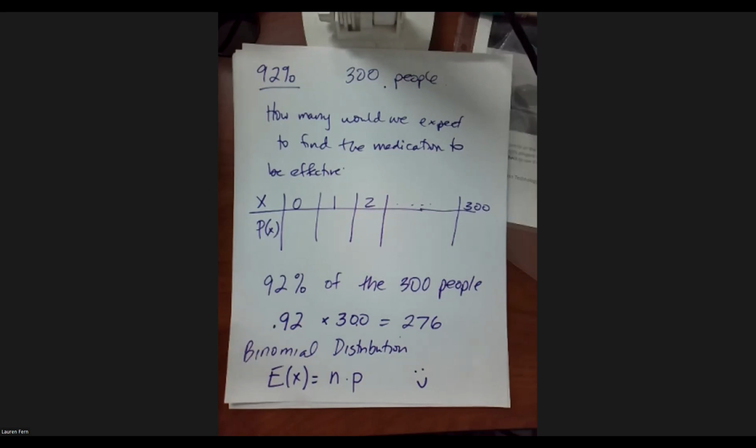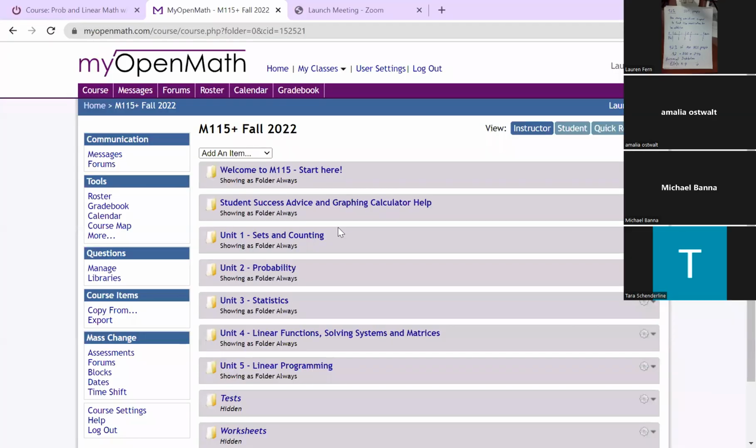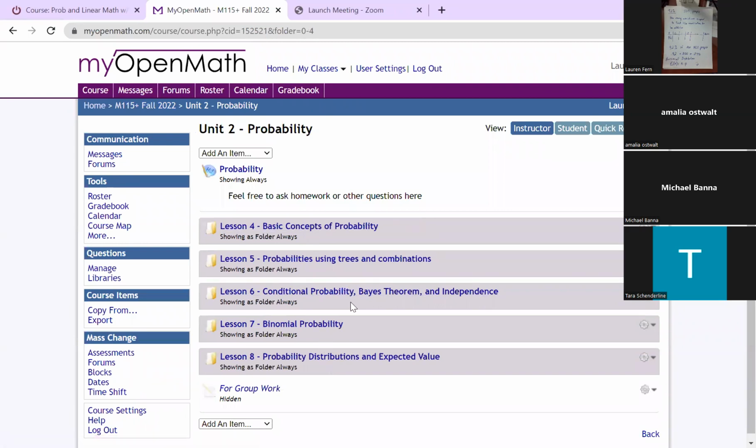All right. So what I want to do right now is share my screen. All right, so here we are on MyOpenMath. Mine looks a little different than yours, but I'm going to go to this unit 2.